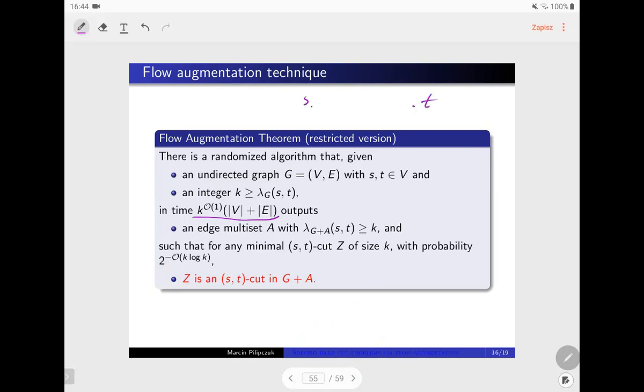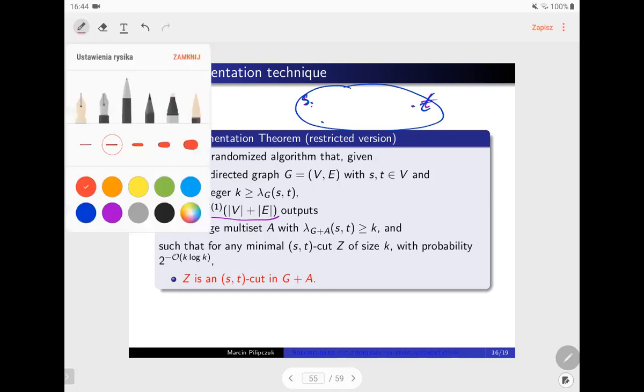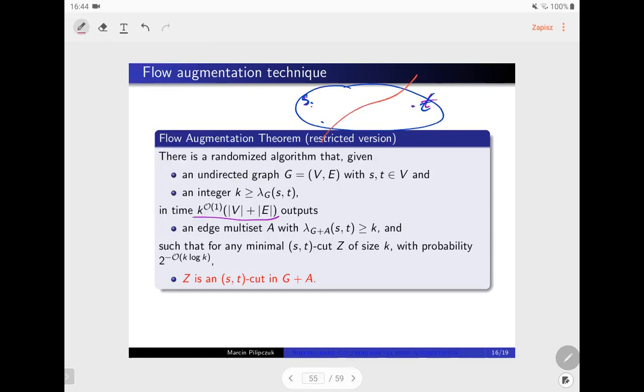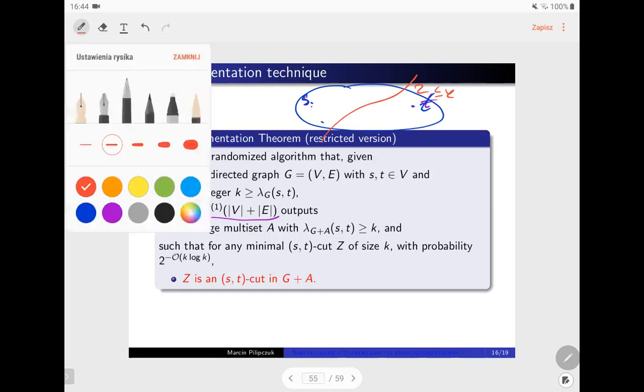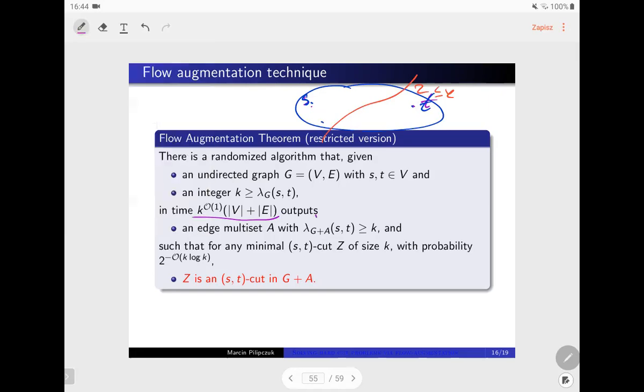There's S and T. Okay, let me just use the same colors as previously. So there's S and T, and there's some graph between them. And there is some unknown cut Z, and this is an inclusion-wise minimal cut of size at most k between them. And what I want to do is take a pink or violet color and add some edges to the graph such that the flow increases to k, but the cut remains a cut.